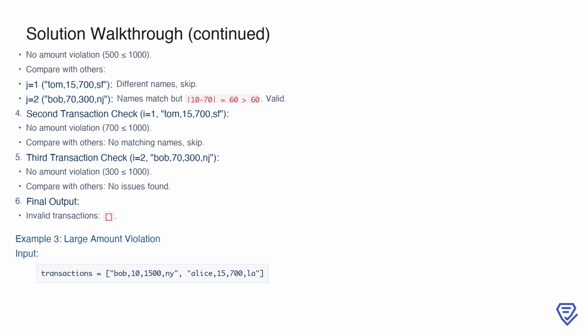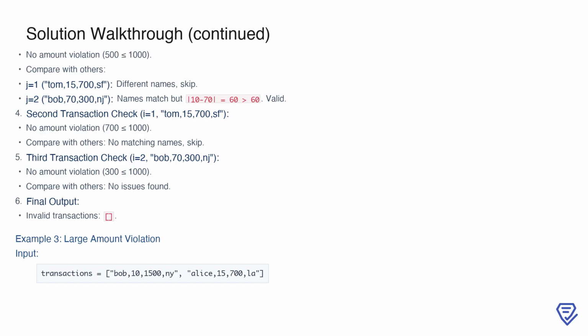Since the names don't match, we skip this transaction. Next, we compare it with Bob 70,300 New Jersey. Although the names match, the time difference between the two transactions is greater than 60 minutes, which means they are valid when considered together. Moving to the second transaction, Tom 15,700 SF, we verify that the amount is within the limit. Since no other transactions have matching names, there are no further comparisons, and this transaction remains valid.